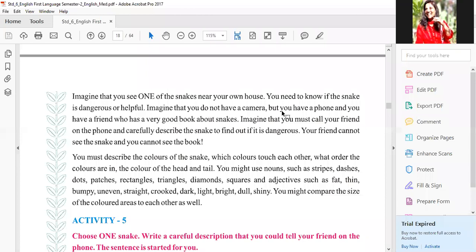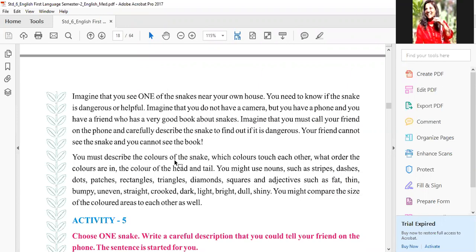Imagine that you do not have a camera. You have a phone, but that phone also has no camera. And you have a friend. You have one friend, who has a lot of knowledge about snakes, and you have no knowledge at all. We will call him. Imagine that you must call your friend on the phone and carefully describe the snake to find out if it is dangerous. You have to call your friend and describe that it looks like this, this color of snake, its snout is like this, its fang is like this, right? And your friend, who does not have a book and cannot see, is going to describe.